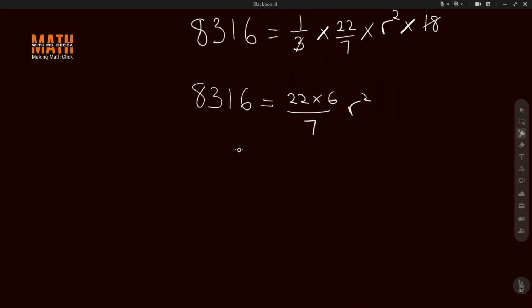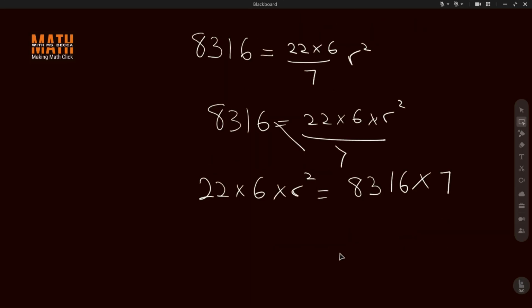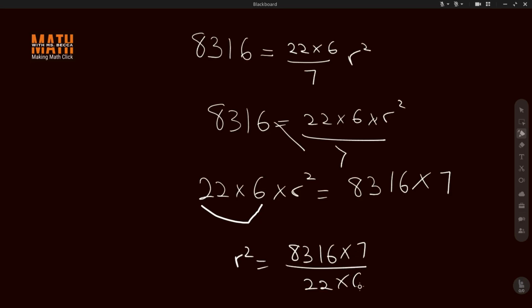So this is the same thing as saying 8,316 is equal to 22 times 6 times r squared over 7, so that we can cross multiply and bring 7 here. That means 22 times 6 times r squared will be equal to 8,316 times 7. So let's divide both sides by what we have on this side, so that we will have r squared equal to 8,316 times 7 over 22 times 6.